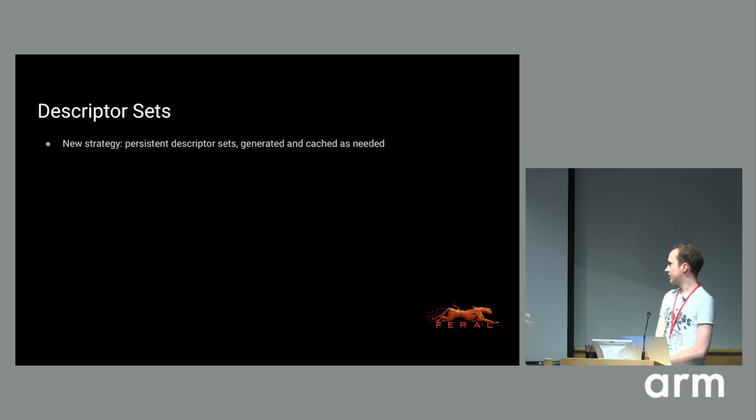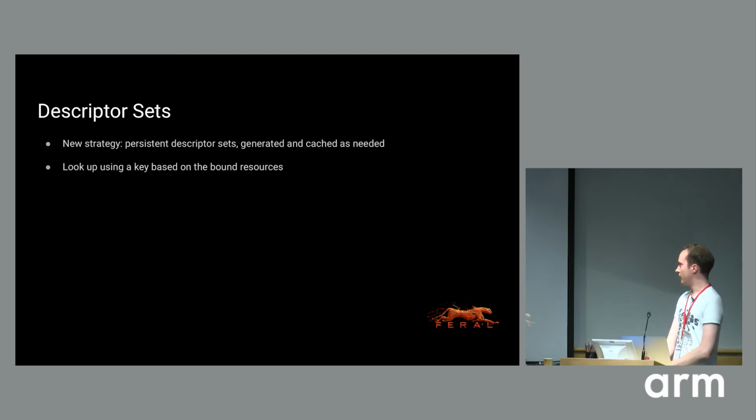So the new strategy that we have is that we now have persistent descriptor sets, and we just generate and cache these as needed. The games that we've currently ported to Vulkan have all been D3D11 style engines. So they have the D3D style binding model of just slots that you arbitrarily bind resources to, swap them out as needed. So every draw we take the resources that the shader needs, put them into a key, and look up based on that. If we find an existing set, use that. Otherwise, create a new one and store it to be used later.